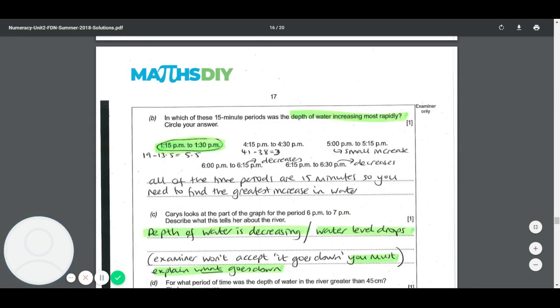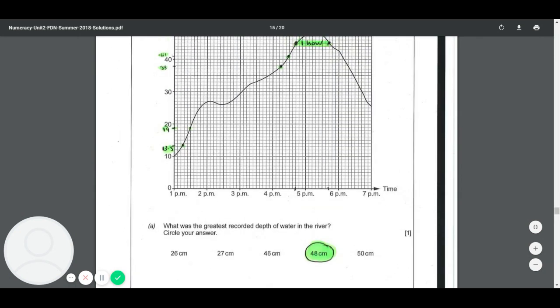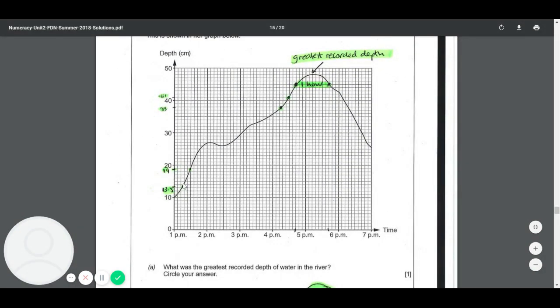And it's asking, which 15-minute period was the depth of water increasing most rapidly? So we've got 3 options: 1:15 to 1:30, 4:15 to 4:30, 5 p.m. till 5:15. So 1:15 to 1:30. It's a pretty steep line, and you could actually count how much it goes up by. Then 4:15 to 4:30, it's not going up as much. And then what was the last one?